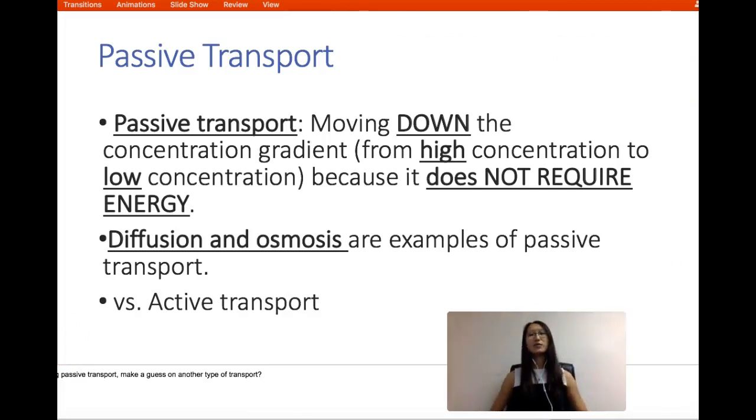We already talked about it. Passive transport is when you're moving down the concentration gradient, going from high concentration of that one molecule to low concentration of the other molecule, and it does not require energy. Active transport, the opposite of passive transport, goes from low to high, and it does require energy.